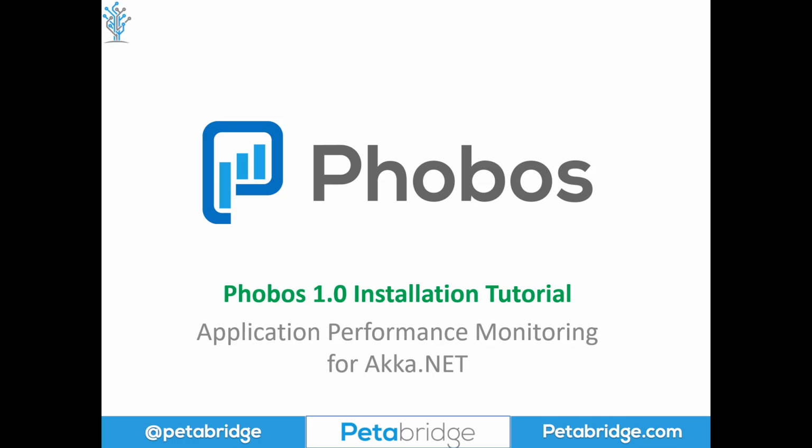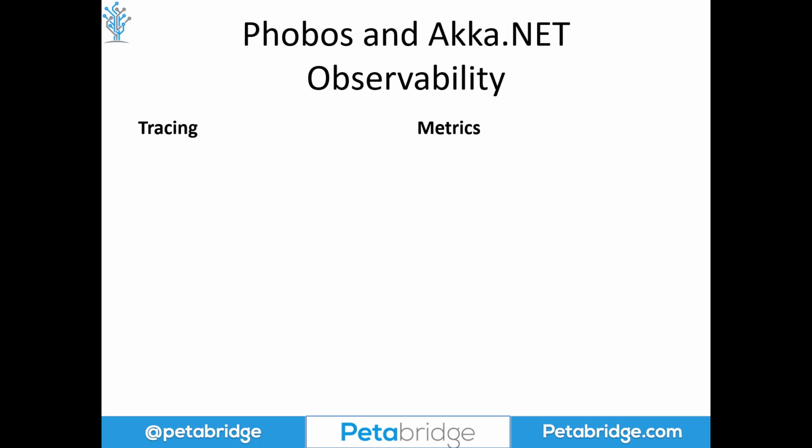Today I want to talk you through how to install Phobos 1.0 into your own Akka.NET applications so you can observe and monitor how well your applications perform at runtime. Now, in the context of observability, Phobos does two different things for your applications: tracing and metrics.